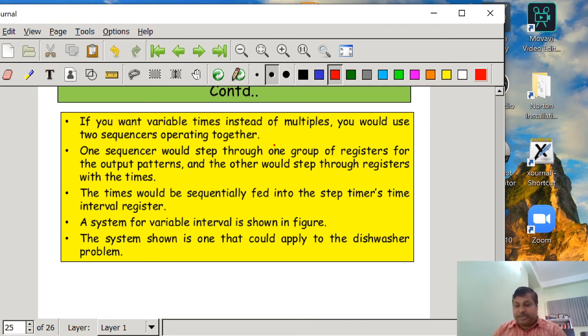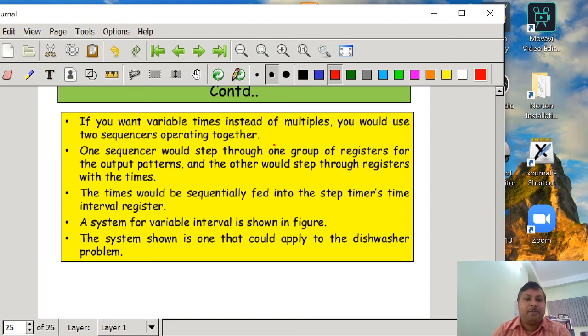Now suppose somebody said that no, we do not have a particular typical multiple of 4 seconds where the problem has been solved in this way, but we want that each and every step may have different, completely different timing instances or duration. Then how are we going to perform that? Then we have to use 2 sequencer functions at that time. One sequencer would step through one group of registers for output patterns, and the other would step through registers with the times. The times would be sequentially fed into the step timer's time interval registers.